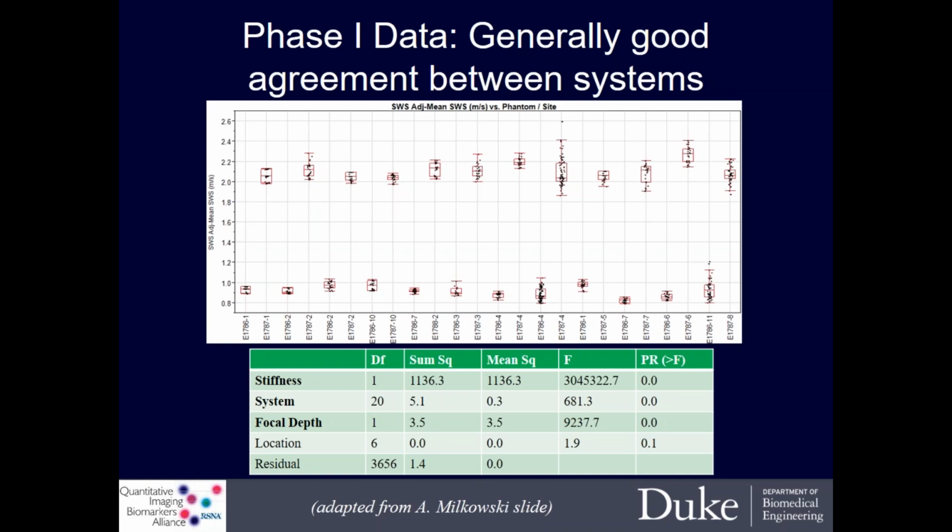And looking at the table below, you're seeing an ANCOVA analysis that obviously shows that stiffness is the primary degree of freedom that leads to differences in these data. But you could see actually that system wasn't necessarily our second-ranked confounder, but it actually was focal depth. And that is something I'm going to delineate in more detail on the next few slides.